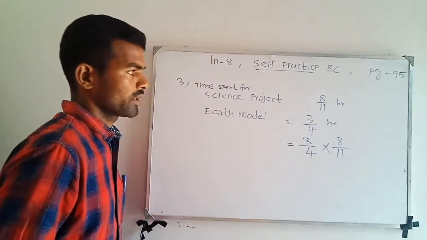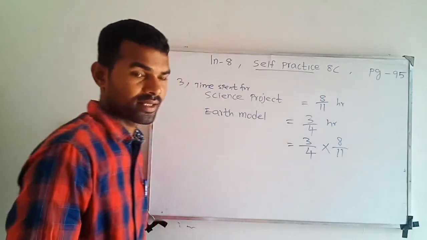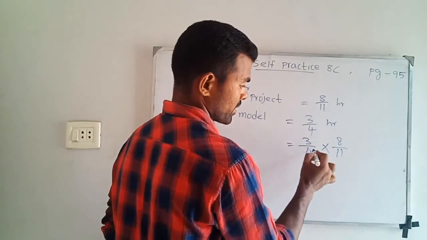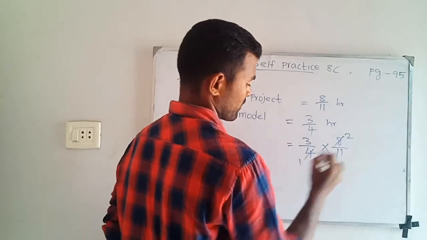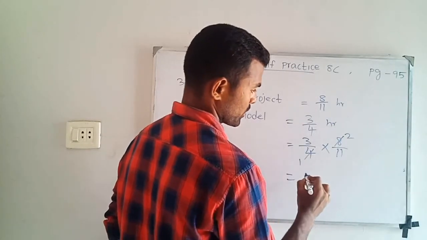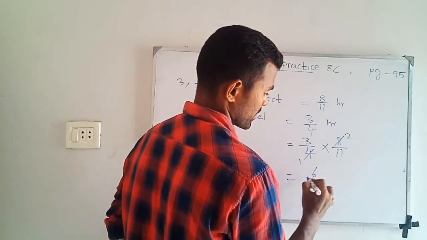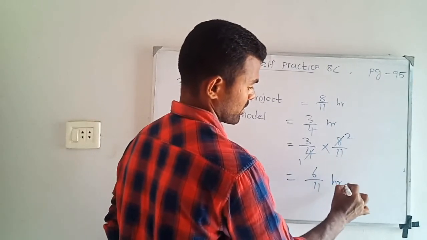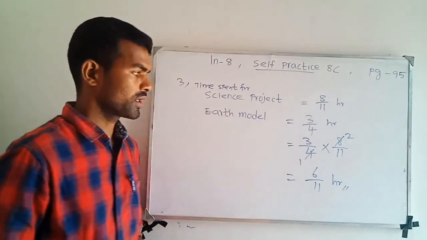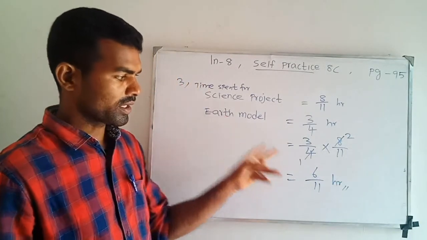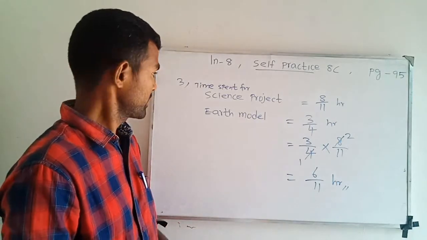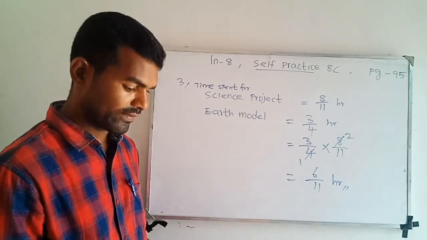So now it's in hours. Now cancel the common factor of 4 and 8. 1 times 4, 2 times 4. So 3 multiplied by 2 is 6, and 1 multiplied by 11 is 11. So this much of an hour is used for the Earth making model. This is the fraction of time. Third question: 6 by 11 hour.